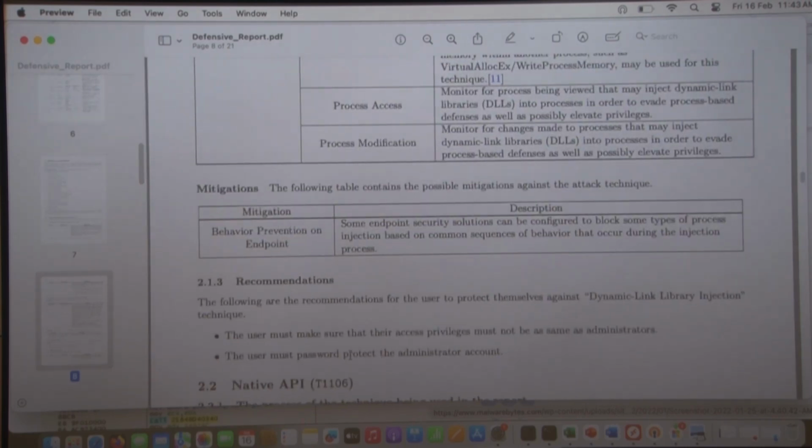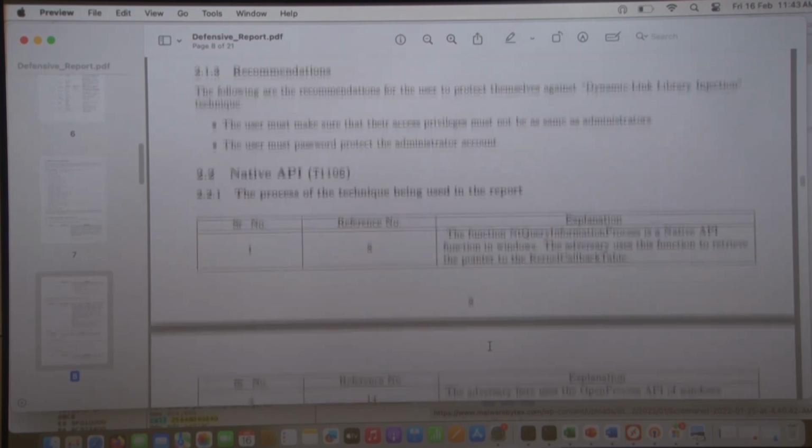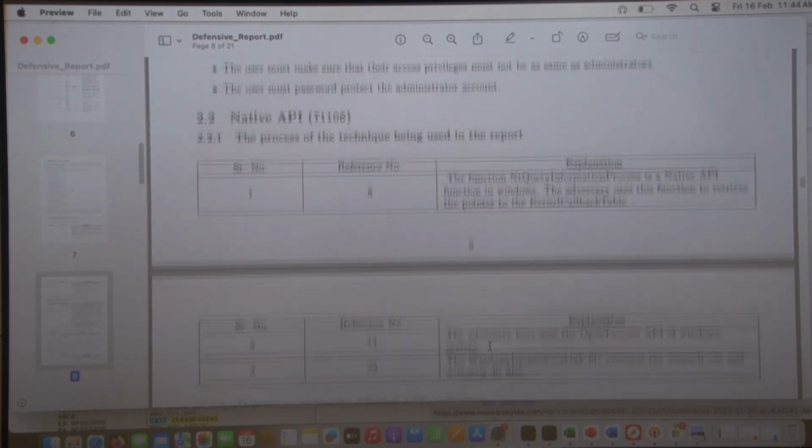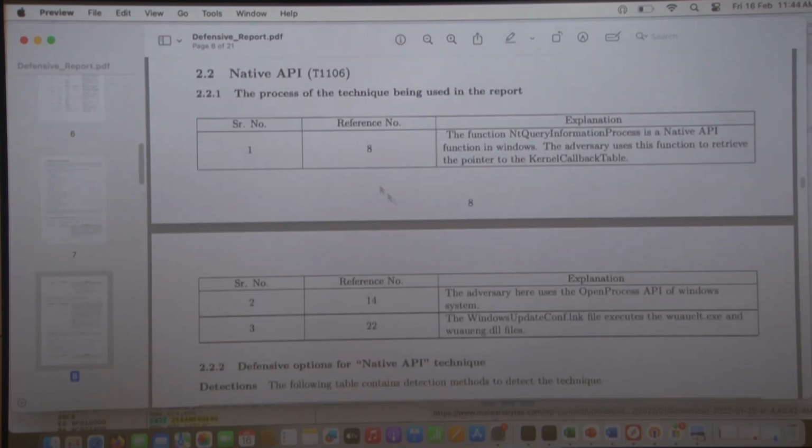Based on this we made two recommendations. The user must make sure their access privilege is not the same for everyone; one needs to follow the least privilege principle, so that the user should have only the privileges they require, rather than giving admin to everyone. And the user must protect their password for the administrator account. Further, there is one more TTP named native API.